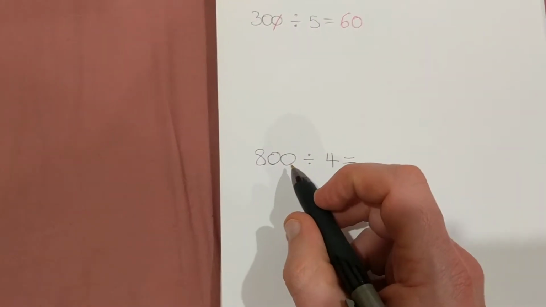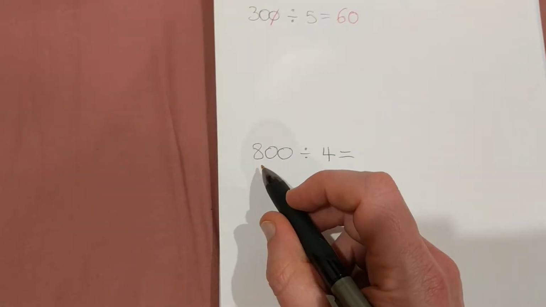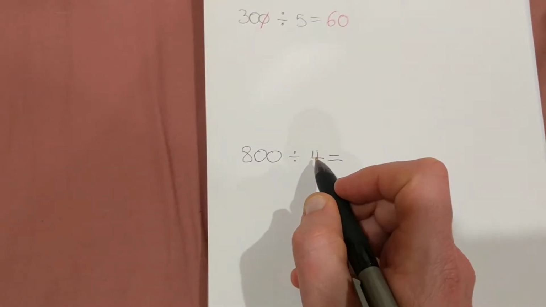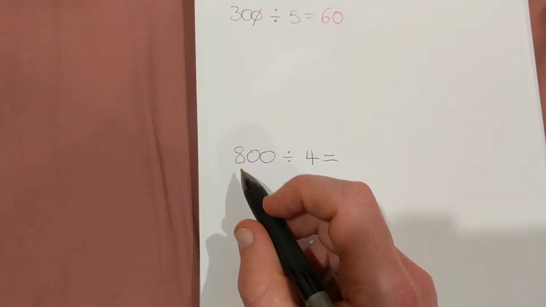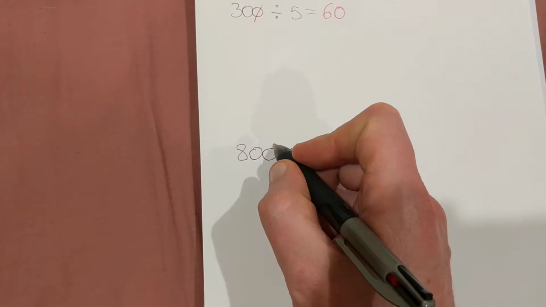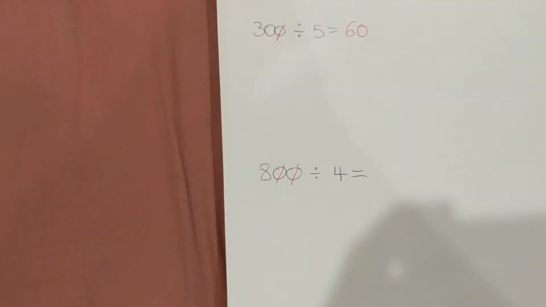When you have a number that can go into the number an even amount of times, for example 4 can go into 8 twice, then we can actually remove both the zeros this time.